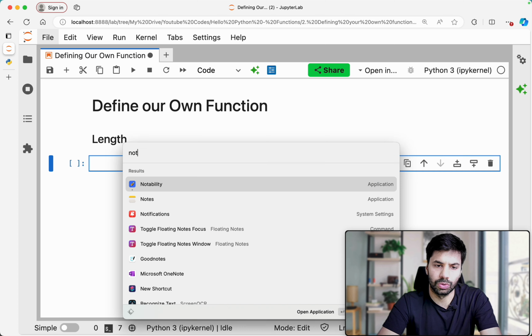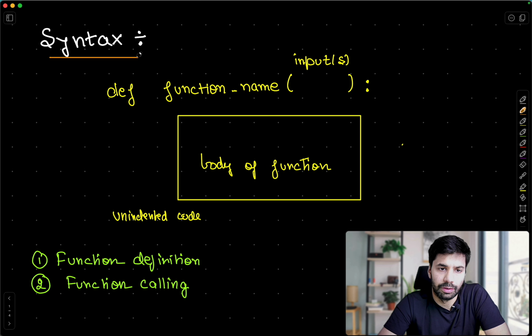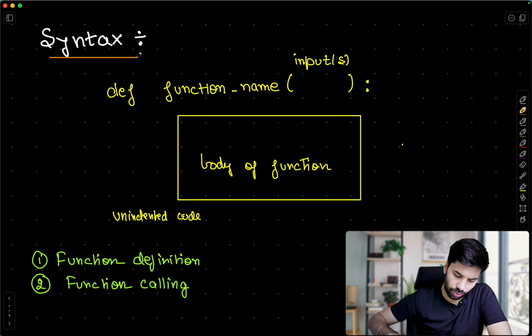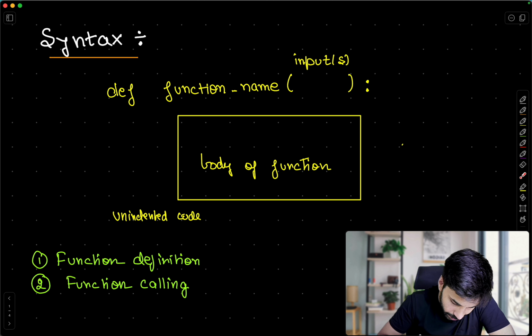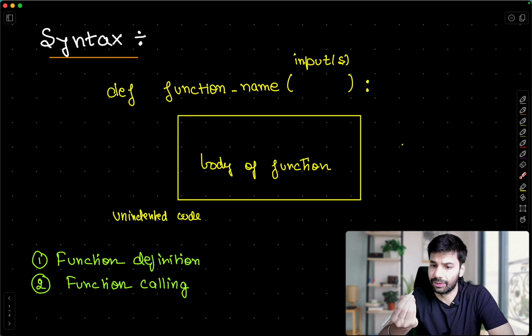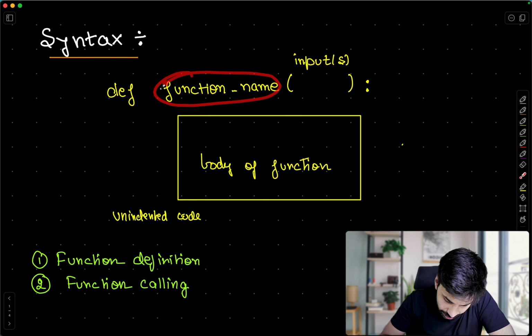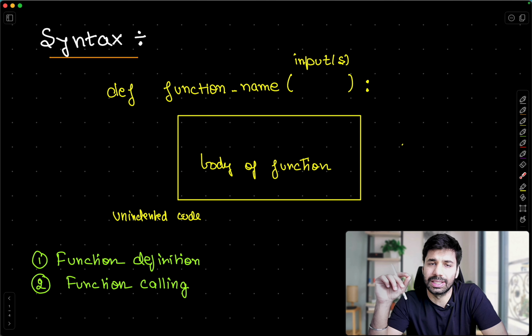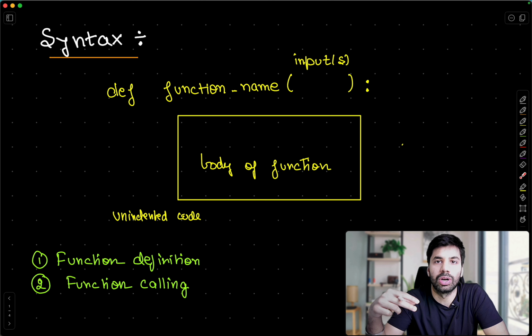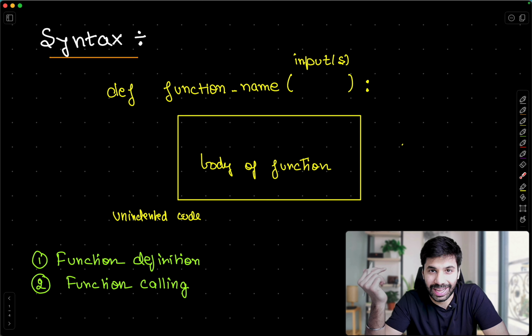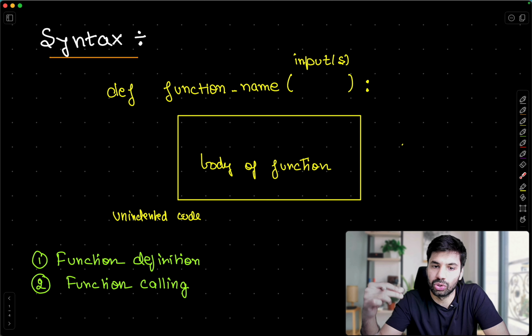Now first let us go to the notes and see the syntax. So when you want to define your own function, this is how the syntax goes. Okay, pay attention here, everyone. We write def, basically define, then the function name. Then we have something known as inputs. Some functions expect input. Print expects that you pass it what you want it to print. Similarly, length expects what you want the length of. A function can have inputs or not have them. I'm going to show you both of them.